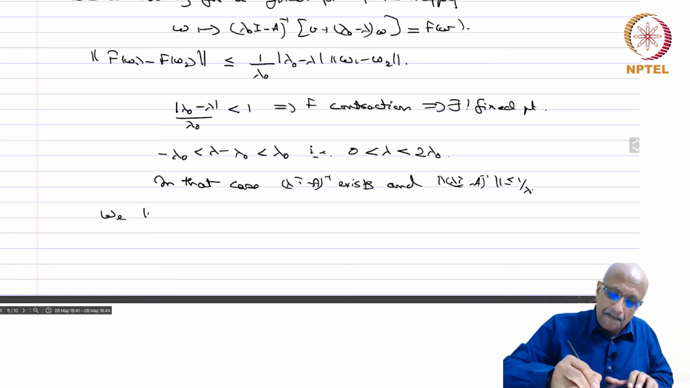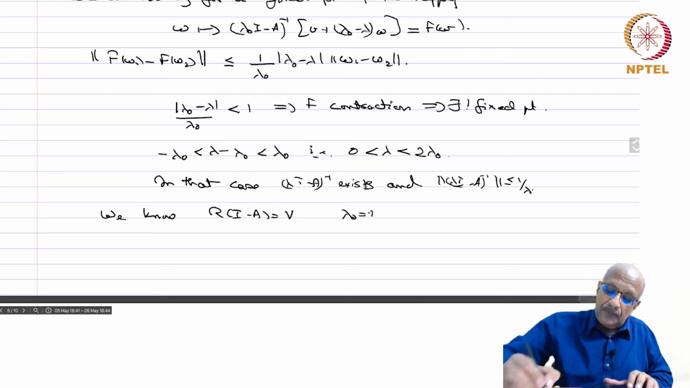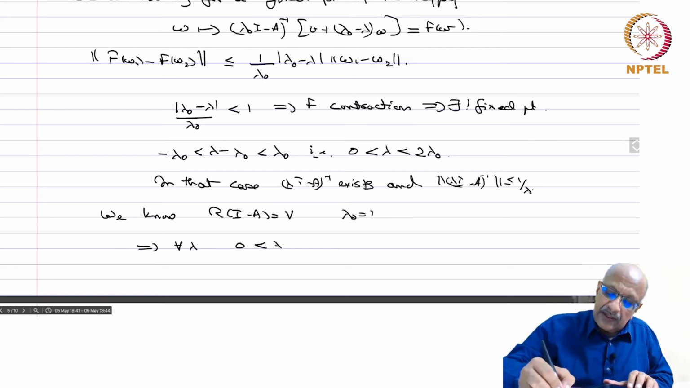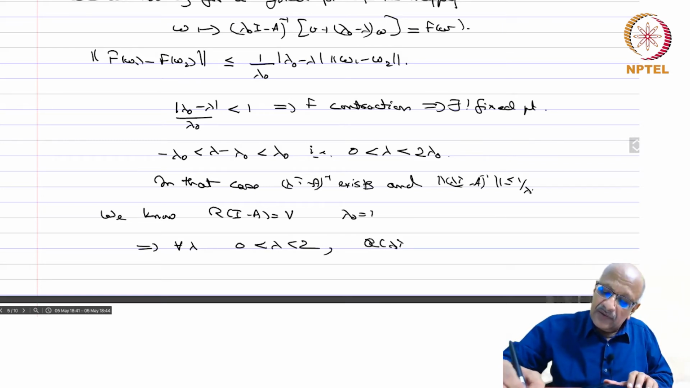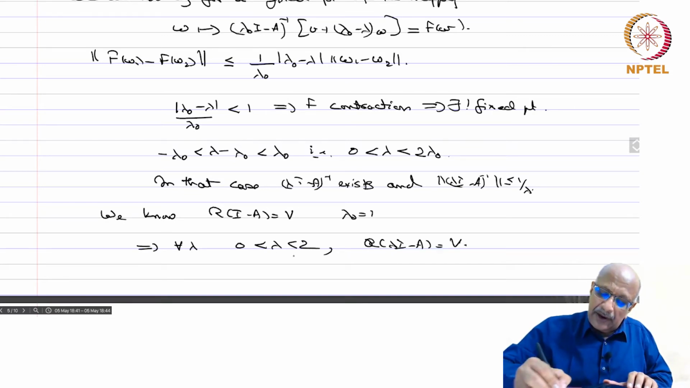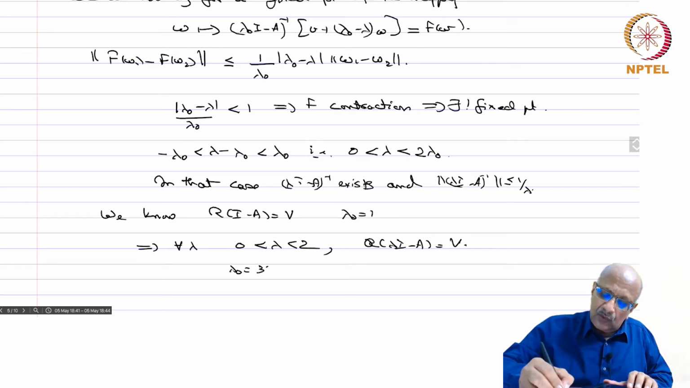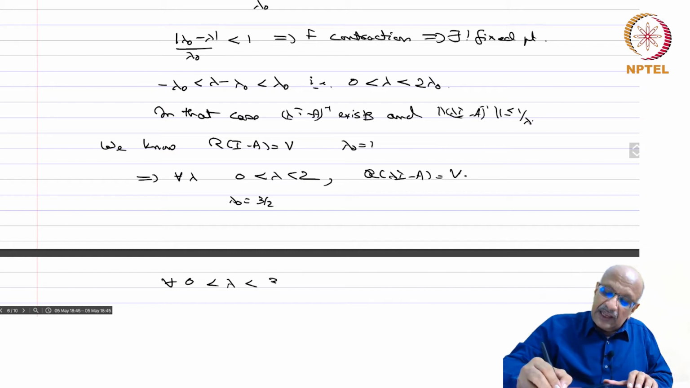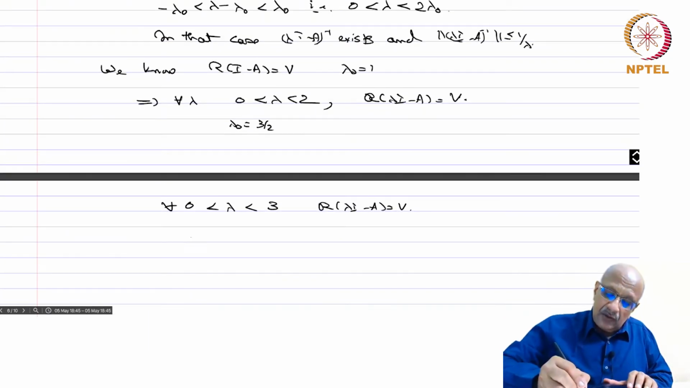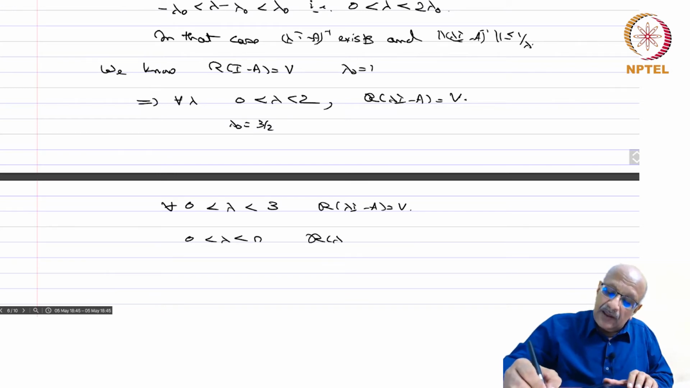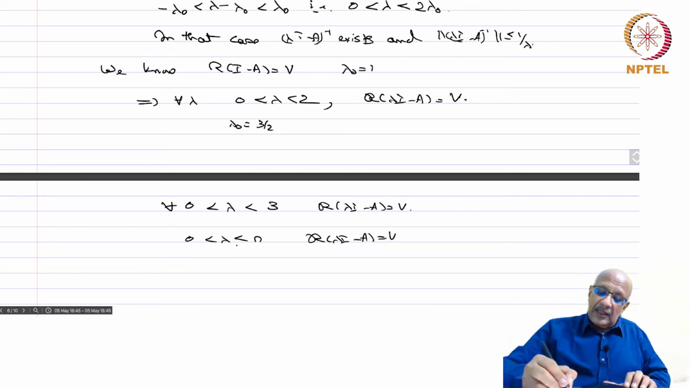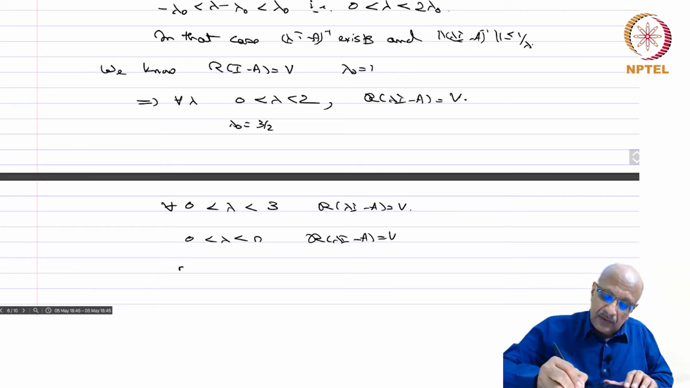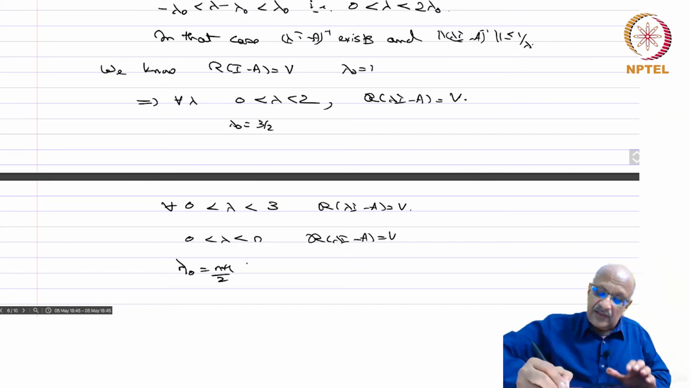So, now we know range of (lambda I minus A) equal to V, that is, lambda naught equal to 1, implies for all lambda such that 0 less than lambda less than 2, we have range of (lambda I minus A) equal to V. Now, you take lambda naught equal to 3 by 2, which is in this situation, and apply the previous step, and therefore, for all 0 less than lambda less than 3, we have range of (lambda I minus A) equal to V. So, in general, if you have it for any n, 0 less than lambda less than n, you have range of (lambda I minus A) equal to V, then you can take n plus 1 by 2, okay, and therefore, you take lambda naught equal to n plus 1 by 2, which is less than n, of course.